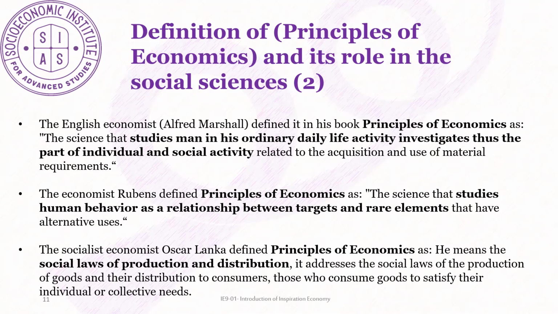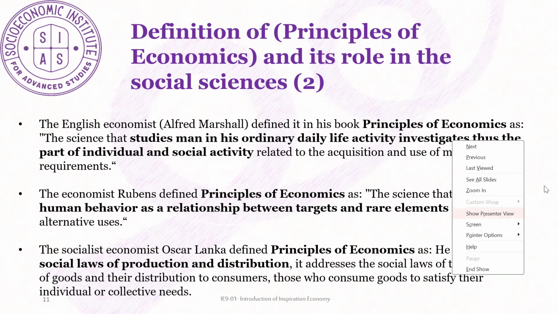So the economist Robbins defined the principle of economics as the science that studies human behavior as a relationship between targets and rare elements. Again, this is one of the things we do. We study not only the behavior, but even what is higher than behavior. Higher than behavior is the attitude, and we study higher than the attitude, which is the source of these attitudes and behavior and reflection, which is the mindset. And we study then the brain. So we go for the psychology of inspiration economy or psychology of resilience economy. Why? Because we show you the psychological part of these concepts.